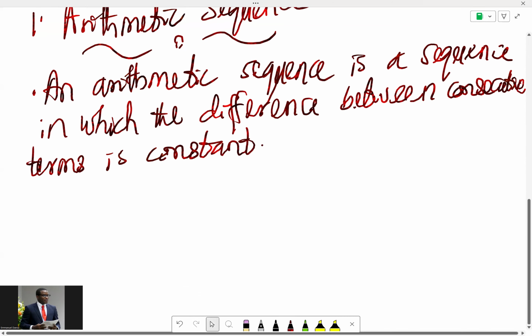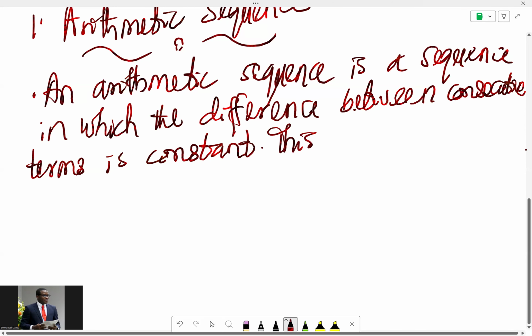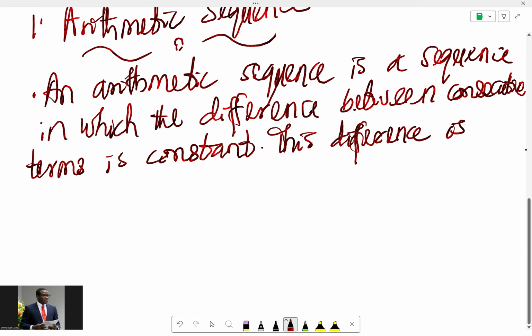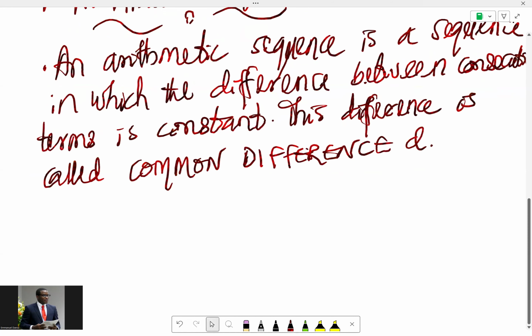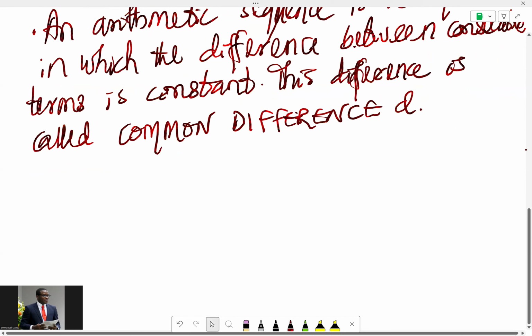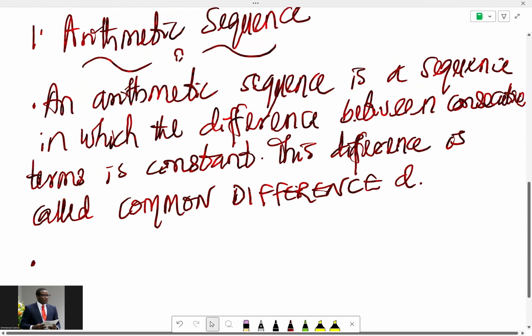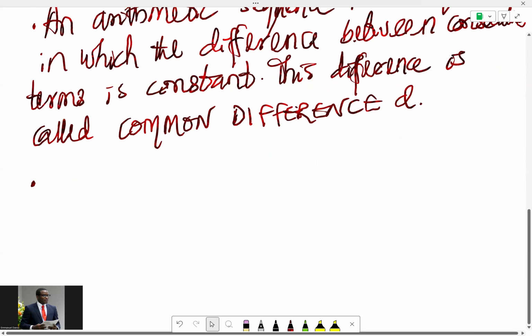This difference is called the common difference, and it is usually represented by small letter d. That's the common difference. It can be called an arithmetic sequence or an arithmetic progression.